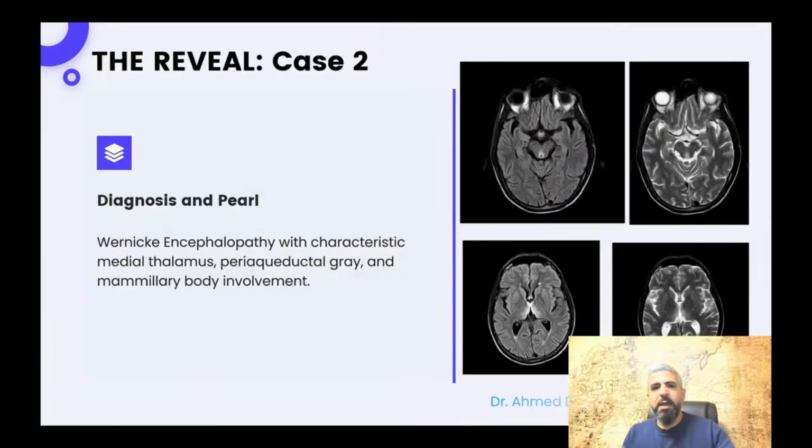The reveal in case number 2: it's of course thiamine deficiency, which is also called Wernicke's encephalopathy. Detectives, remember, medial thalami plus mammillary body equal B1 deficiency. Wernicke's encephalopathy with characteristic medial thalamus, periaqueductal gray matter, and mammillary body involvement is diagnostic of Wernicke's encephalopathy.